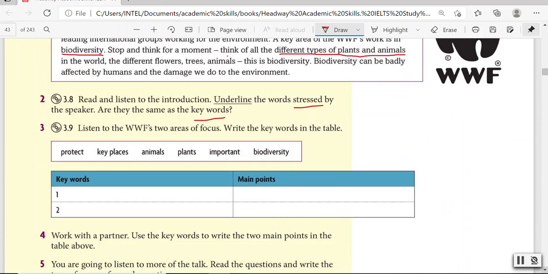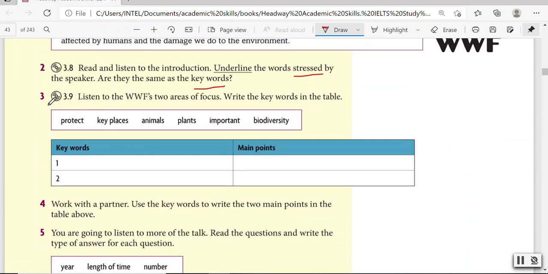That's all about this one. In here, in exercise number 3, listen to the WWF's 2 areas of focus. Write the keywords in the table. We must write down the keywords and also the main point. We have protect, key places, animals, plants, important and biodiversity. We must listen carefully and say which one for number 1 can be a keyword and which one for number 2 can be a keyword. Okay, listen carefully and write down the keywords for number 1 and number 2.